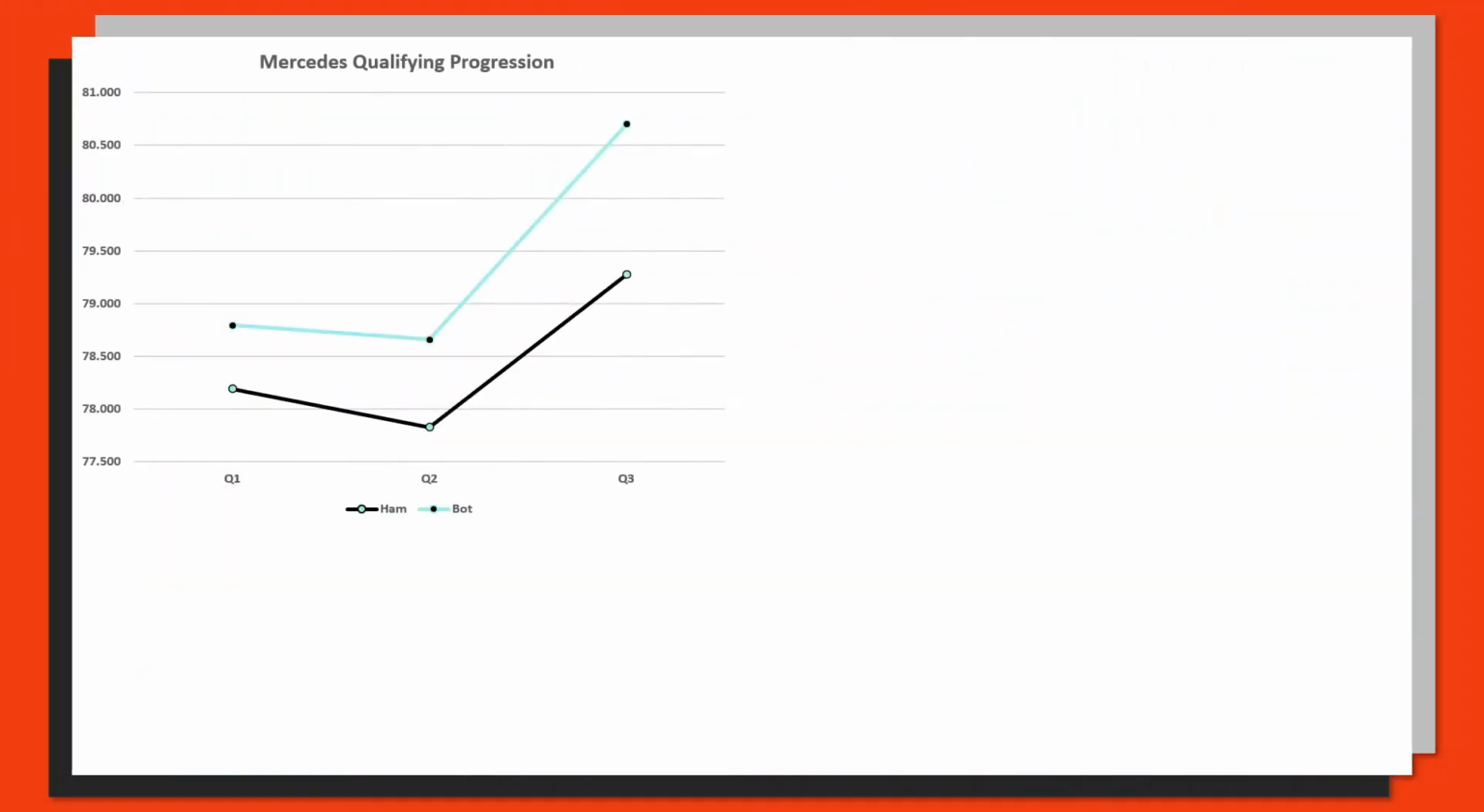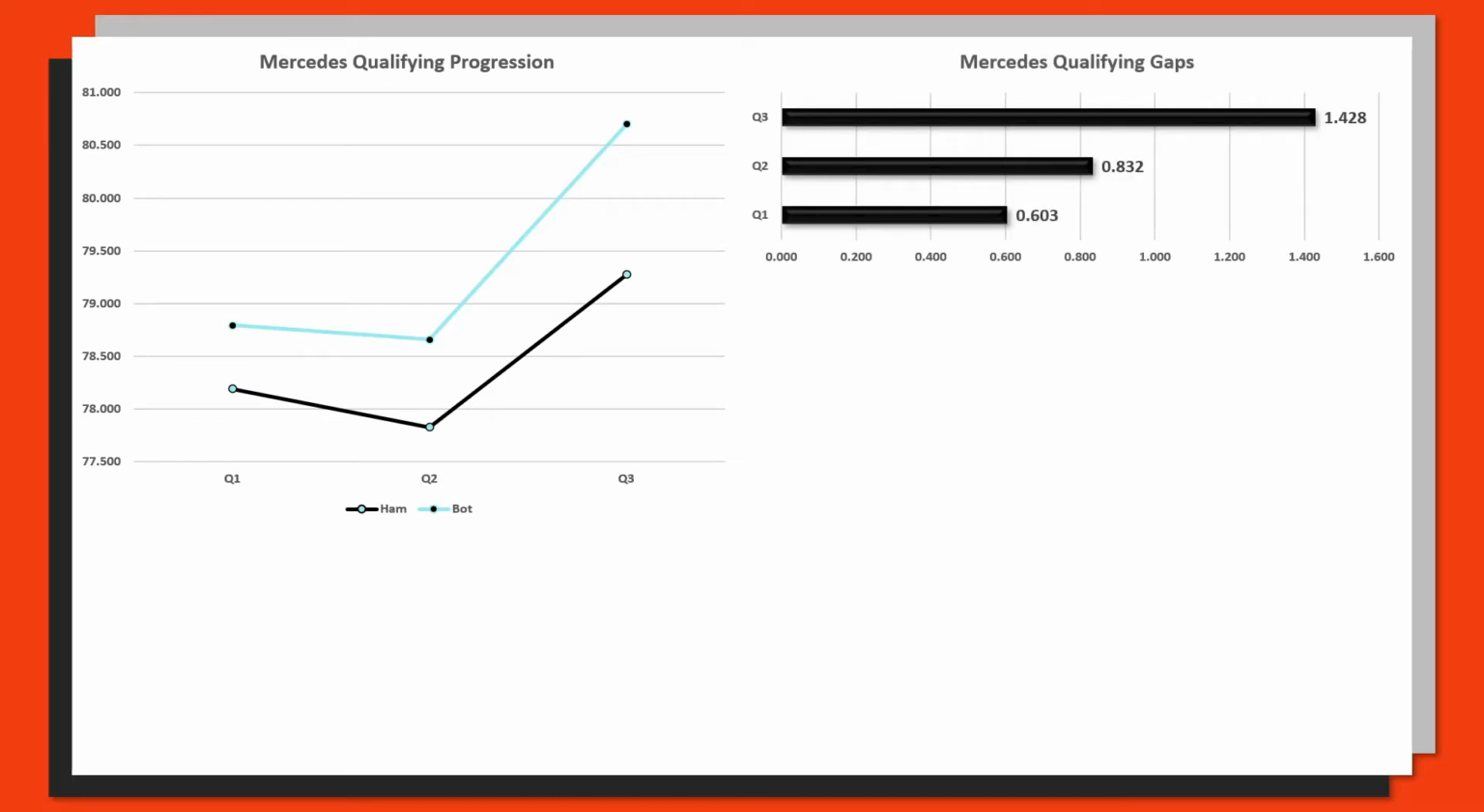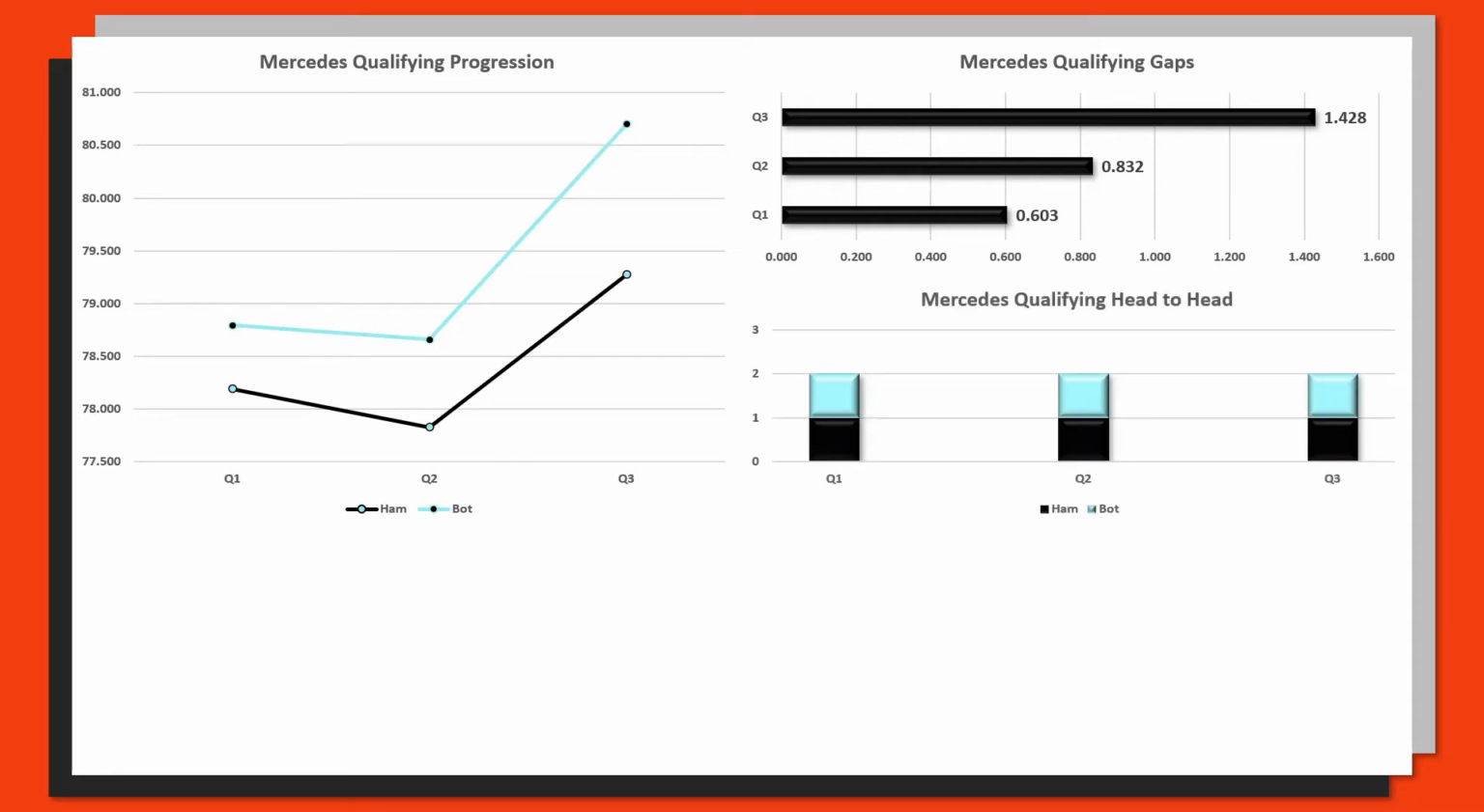We have the Mercedes qualifying progression, and we can see that for each session, Q1, 2 and 3, Lewis Hamilton was much faster than Valtteri Bottas. How much faster? On average, around 8 tenths of a second. 6 tenths in Q1, 8 tenths in Q2, and then a whopping 1.4 in Q3, with the head-to-head so far being a dead heat. 1 apiece in Q1, 1 apiece in Q2, and 1 apiece in Q3.